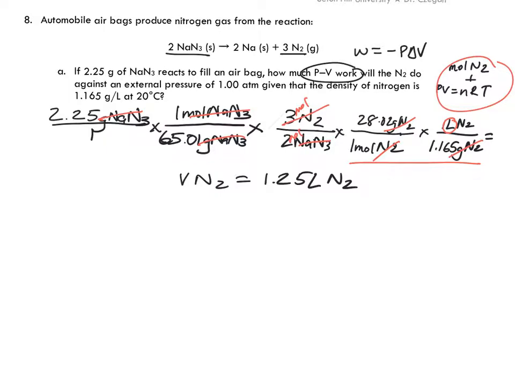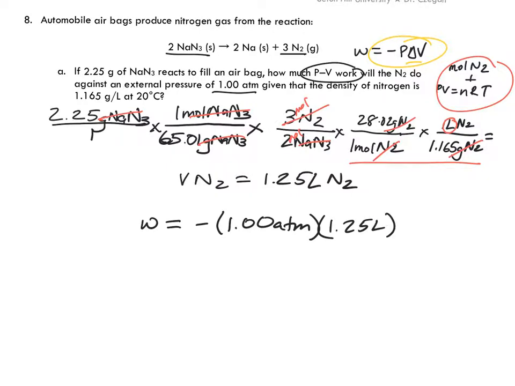This is going to be equal to the change in volume of the airbag. This is how much N2 gas is produced. It really doesn't matter how big the airbag started out before or after. It only matters what the volume change was, because that's what's in our equation, delta V. So once we have found the volume of N2, we're just going to plug that right into our equation. Work is equal to negative pressure, which is 1.00 atm. That's from the problem, times the delta V, which increases by 1.25 liters.